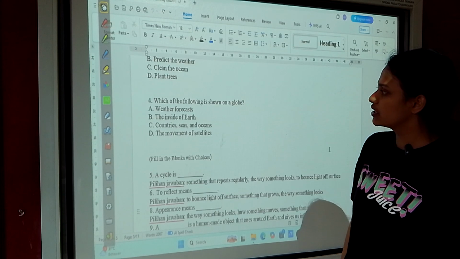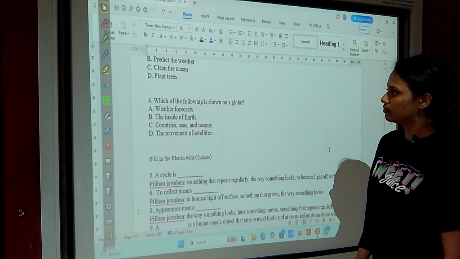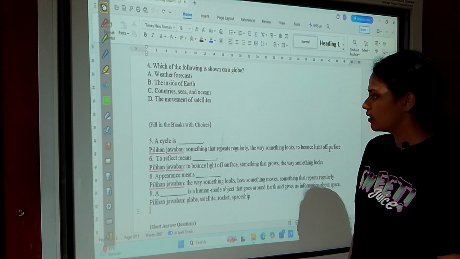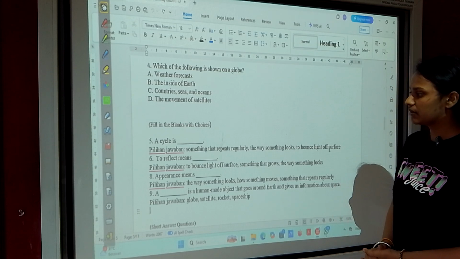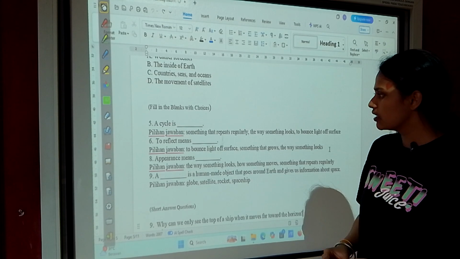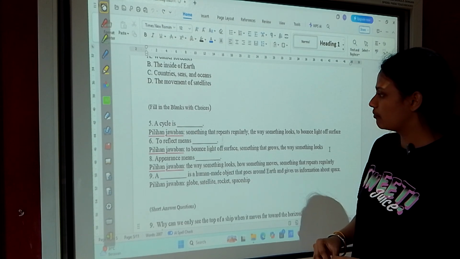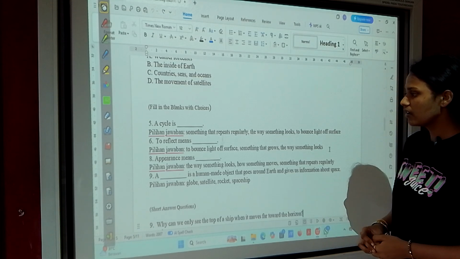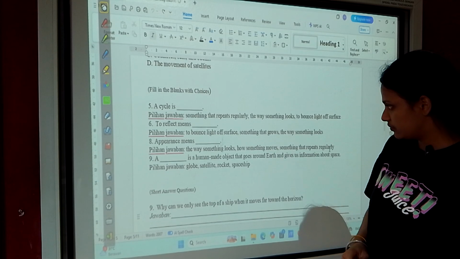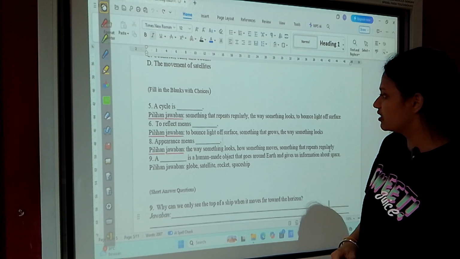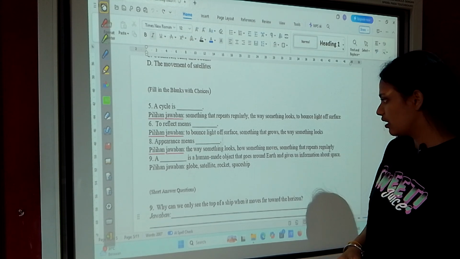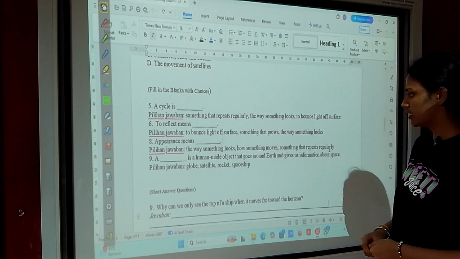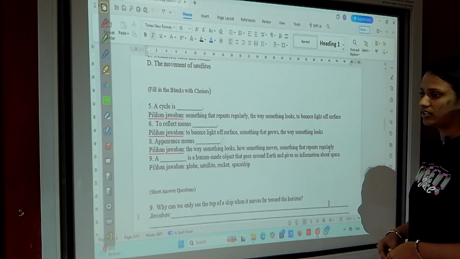Next. Which of the following is shown on a globe? Countries, seas, and oceans. A cycle is something that repeats regularly. To reflect means to bounce light off a surface. Occurrence means the way something happens. A satellite is a human-made object that goes around the earth and gives information about space.